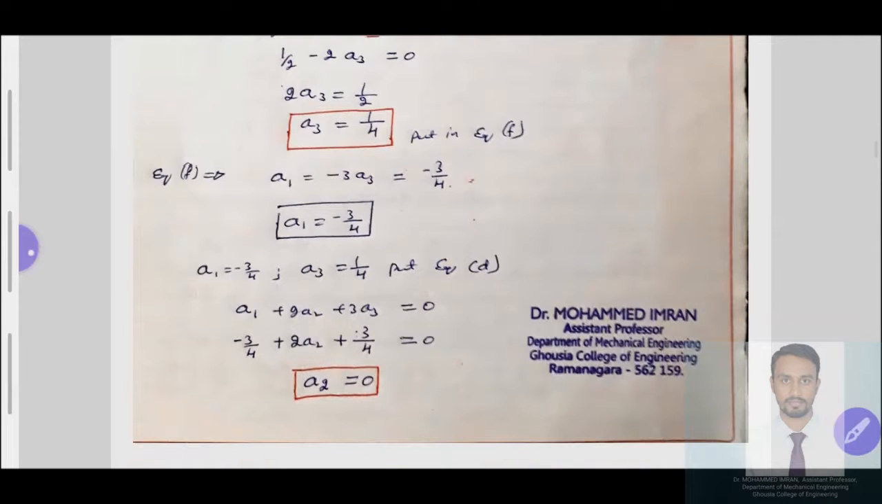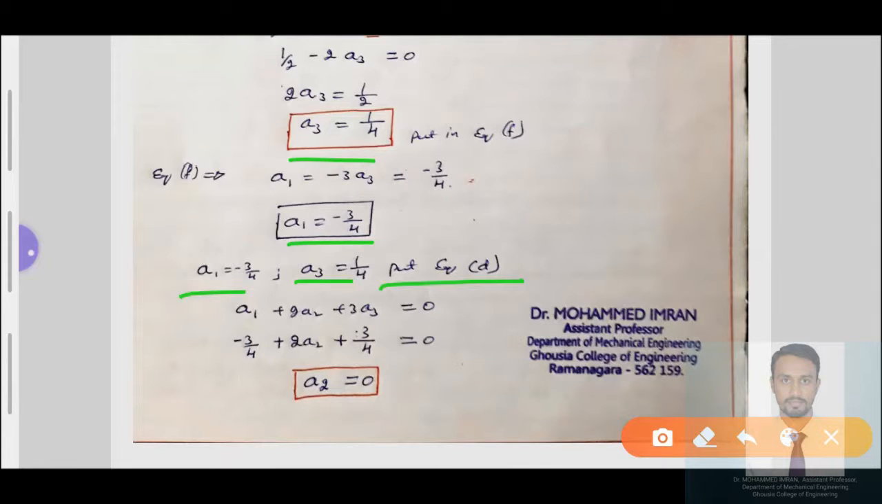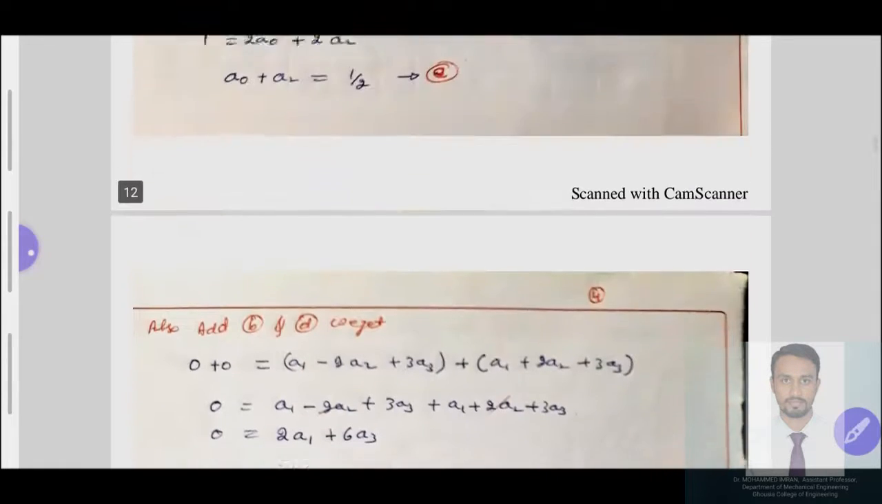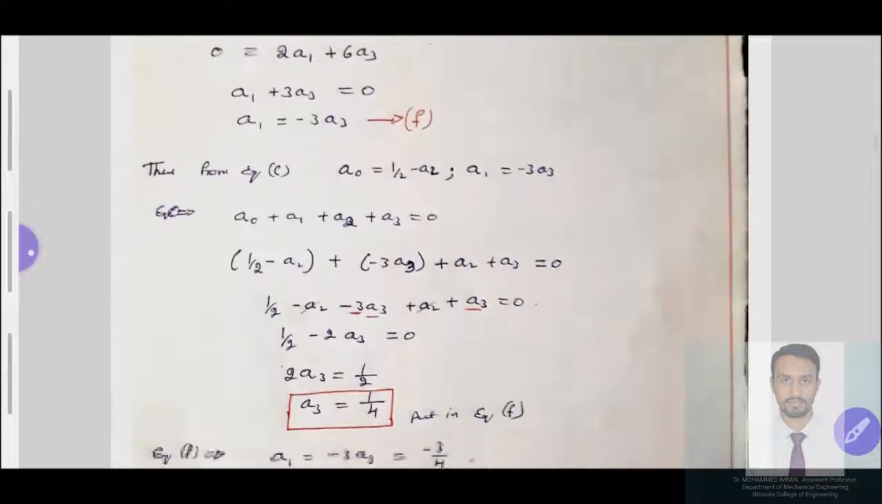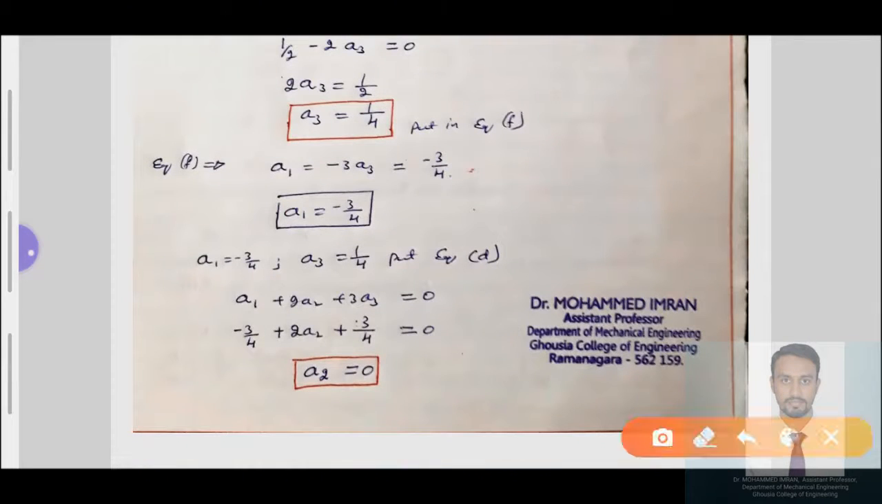We need to find out a0 and a2 again. How will we find out? Substitute the values of a1 and a3 in equation number D. Why equation D? It has three unknowns, and out of these three we have found a1 and a3. The unknown is a2, which we will get when we substitute those values in equation D. That is the reason I have taken equation number D.